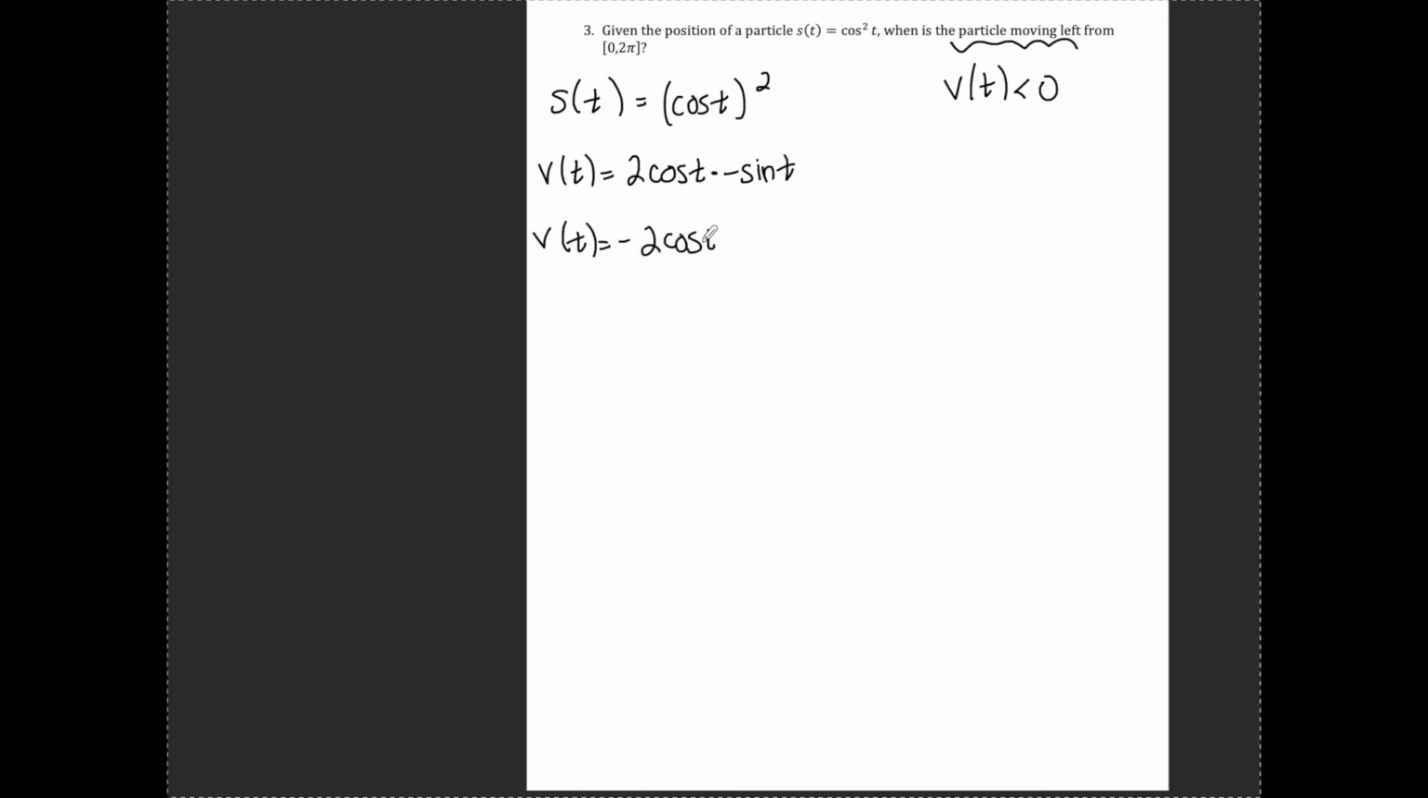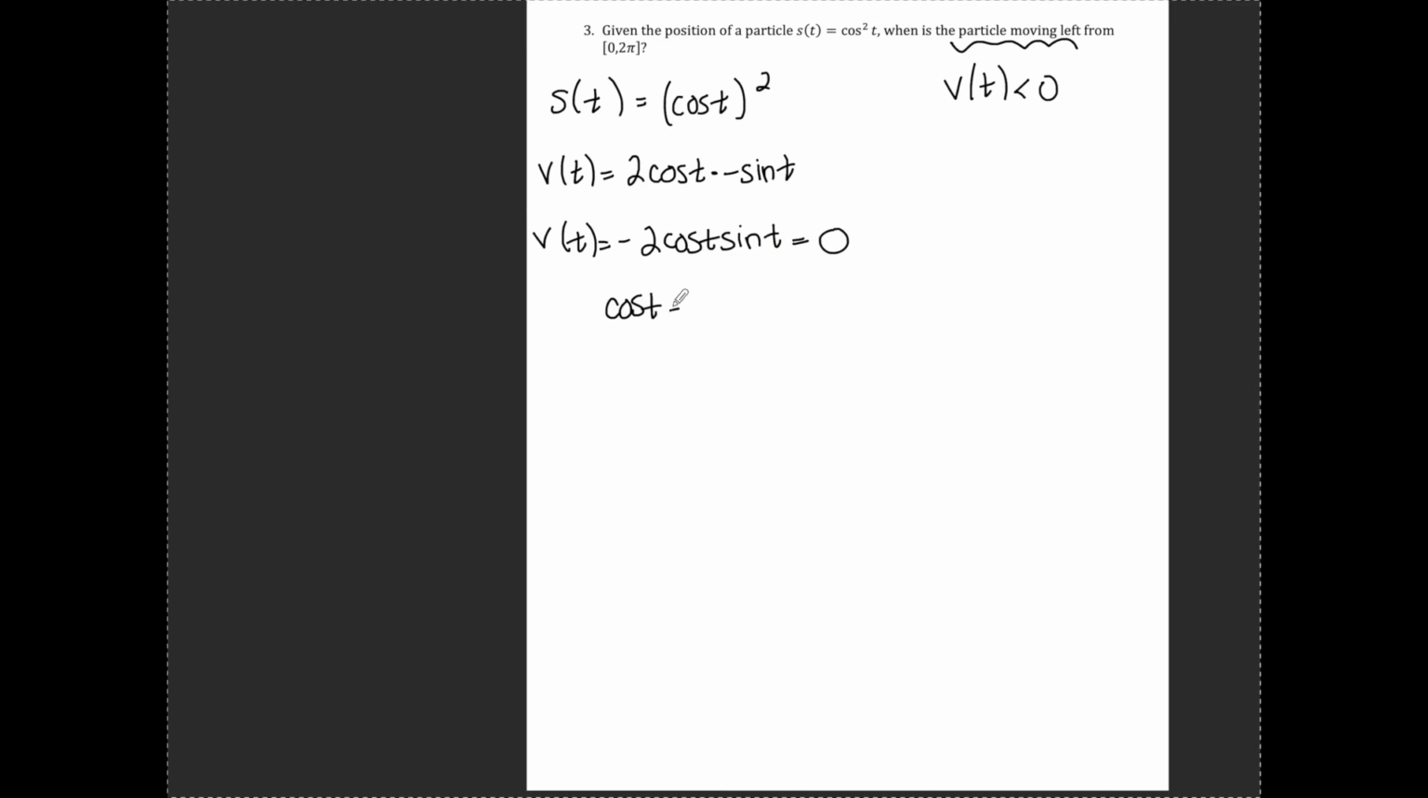So if I'm looking for when the particle is moving left, I'm looking for when the velocity is less than 0. Velocity is the derivative of position. I'm first going to rewrite that position formula as cosine of t squared. So now when I find the derivative, the 2 comes in front. I leave the cosine t times the derivative of cosine t, which is negative sine t. If I clean that up just a little bit, I have negative 2 cosine t sine t. And I'm going to set that equal to 0 to find my critical values.